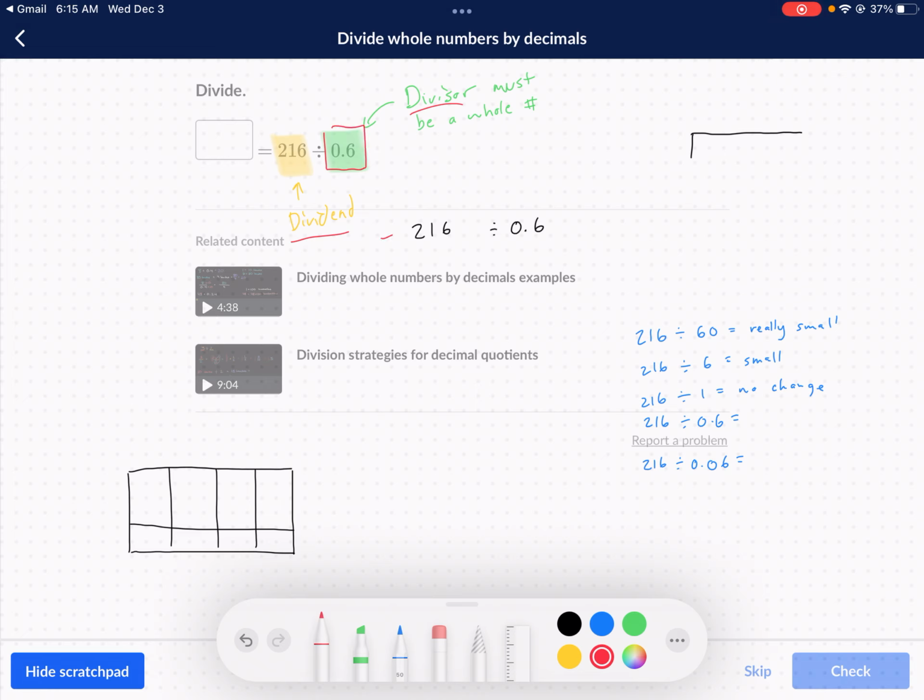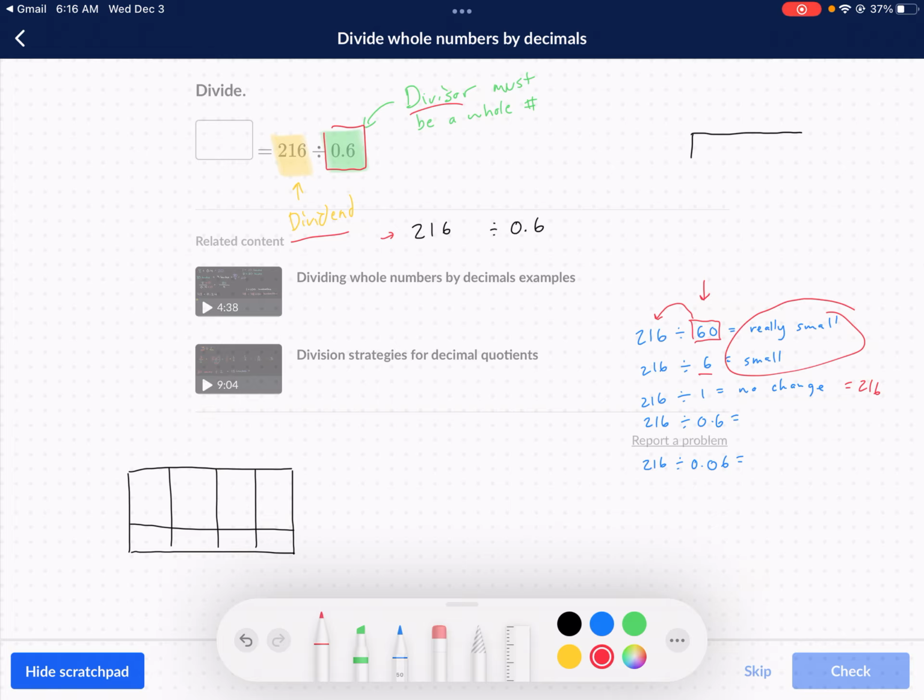I'm going to change it here in just a moment. We see 216 divided by 0.6 in black. But before we get to that, I want us to understand what happens when we divide by decimals. If I have 216 divided by 60, there's only so many times a 60 can fit into that 216. There's only so many of those groups. It's a little over 3, so we'll call that really small. Now, if I divide by 6, I can fit quite a few 6s in there, so we'll call that small. And if I divide by 1, that's no change. It's going to be bigger than these other two, and it's going to be 216.